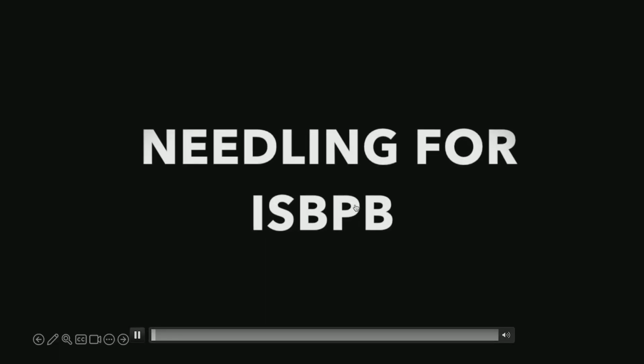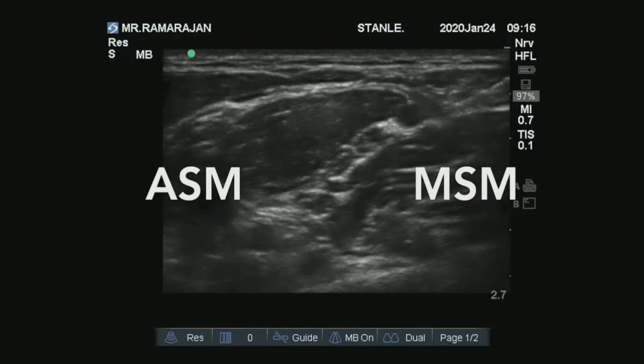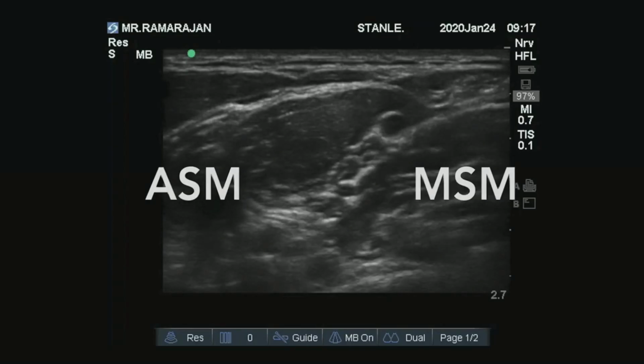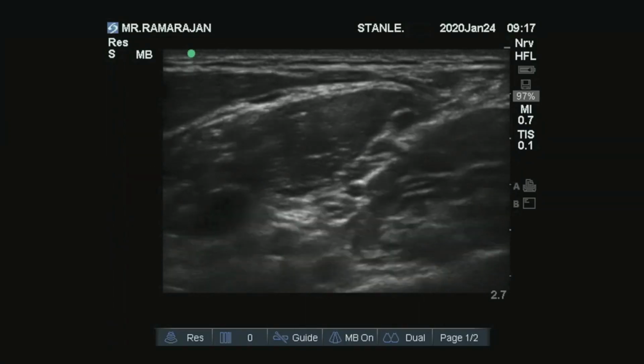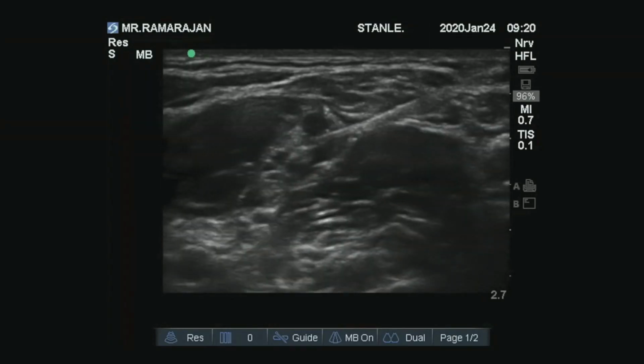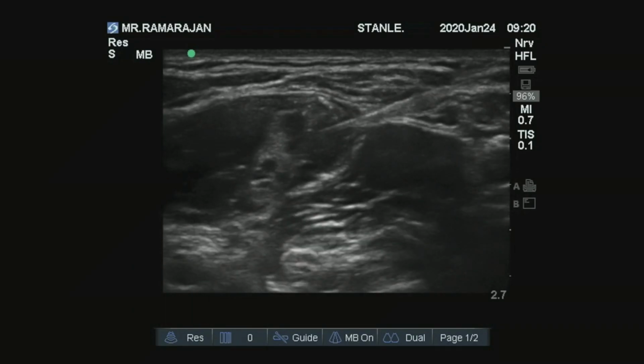Coming to another needling case. We have the interscalene groove, anterior and middle scalene muscles. Needling is done in plane from lateral to medial. I'm trying to open up the space between the middle scalene muscle and the brachial plexus components. So this is a periplexus injection.